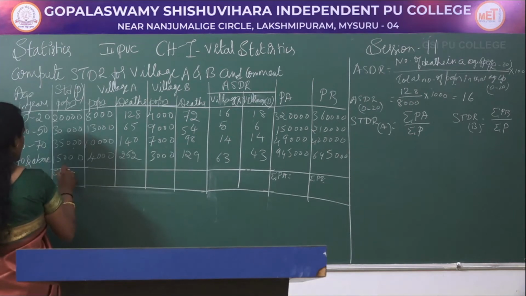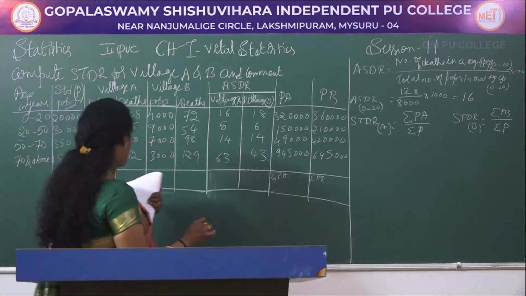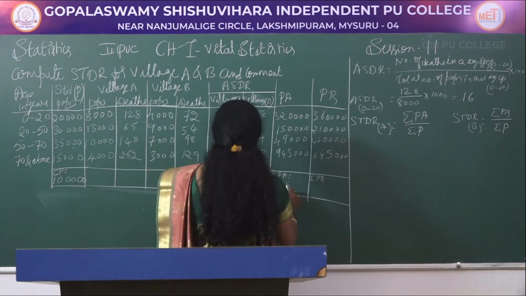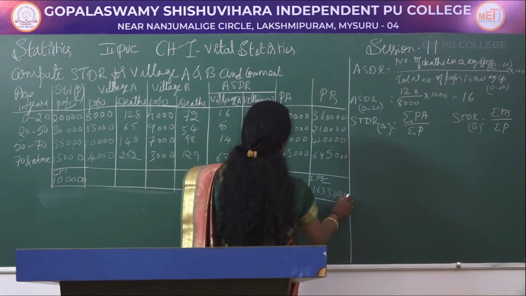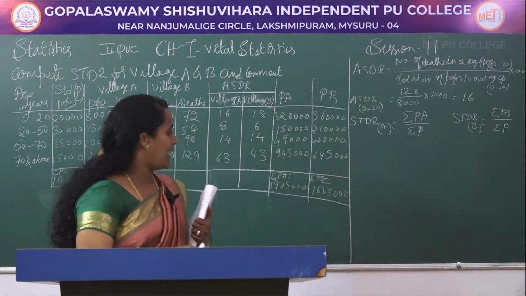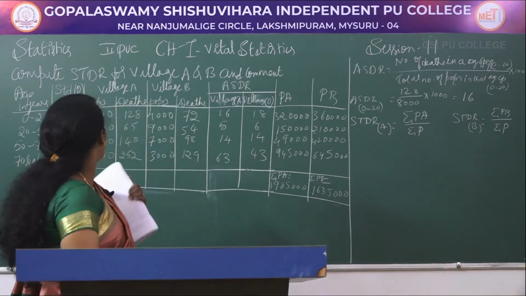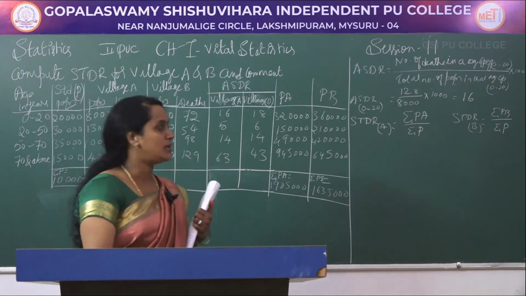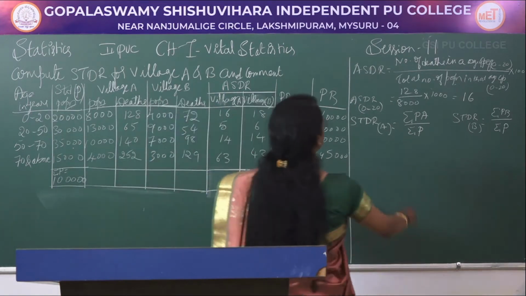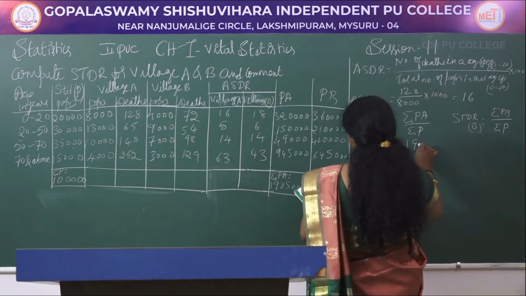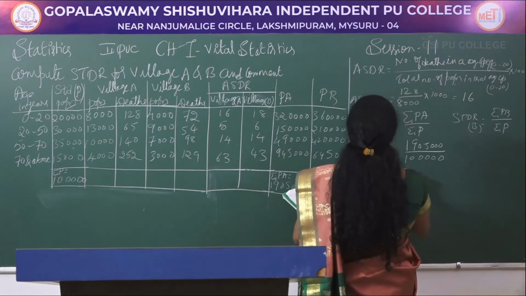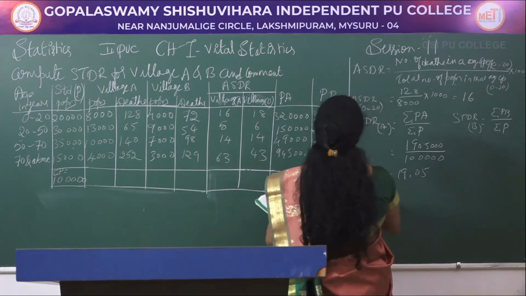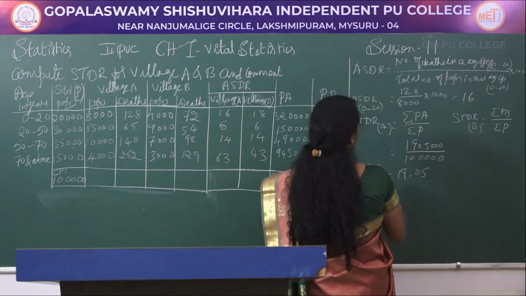Summation of P is the standard population, it is 1 lakh, and here this is 19,05000 and this summation is 1635,000. Now you substitute both the values, that is summation of PA and PB along with that summation P, that is standard population, so that you will get the standardized death rate. It is 1905000 divided by 1 lakh. This is 19.05. That is STDR of village A.